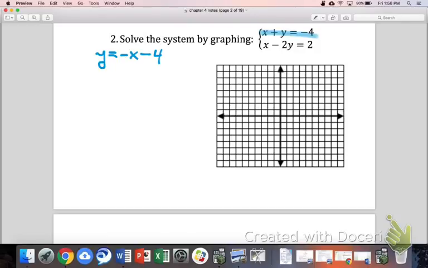Well, I subtracted it. Or you could do -4 minus x. That's fine. Okay, so let's pick this apart. Hano, what is the y-intercept for my blue line? 0, -4. Good. That's right here.